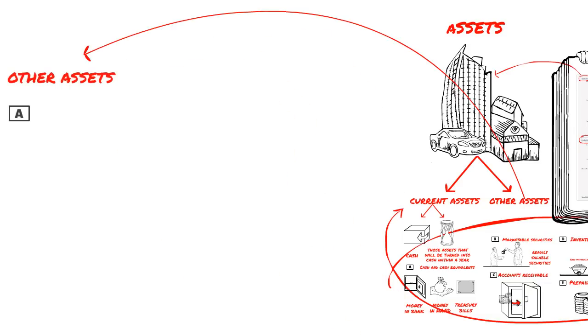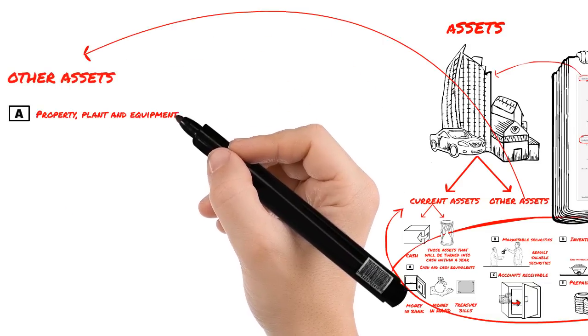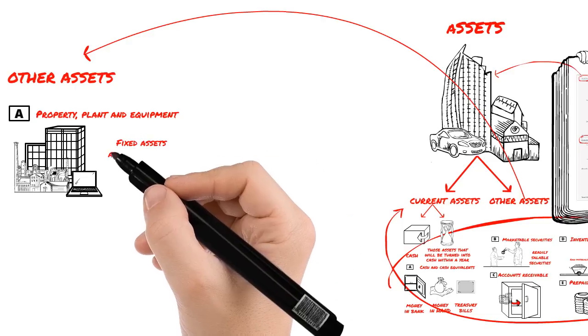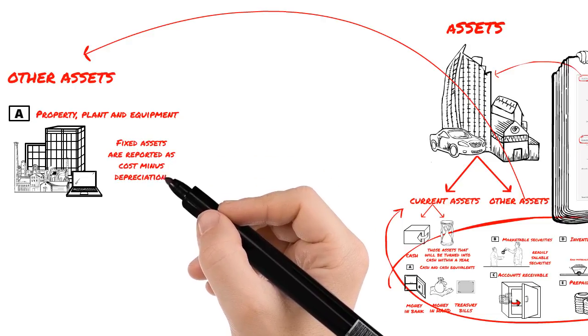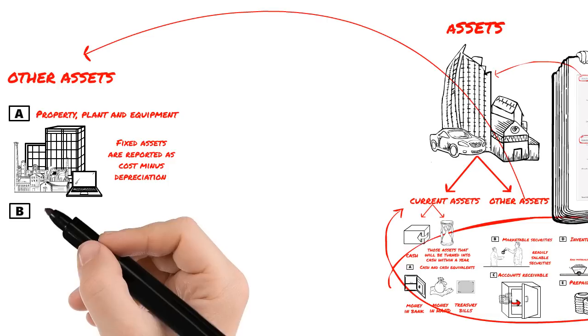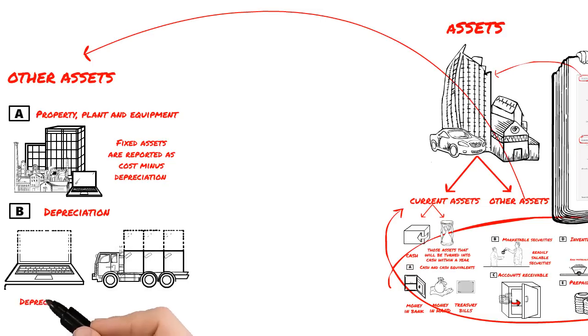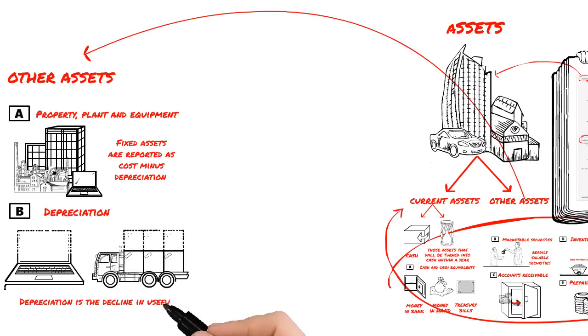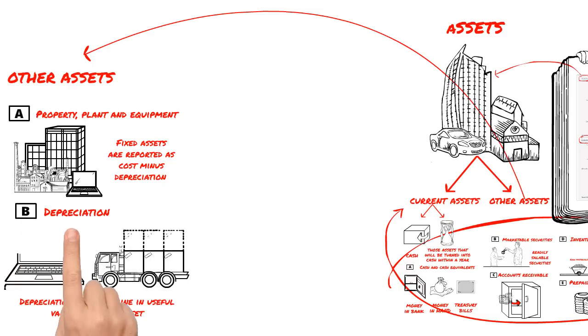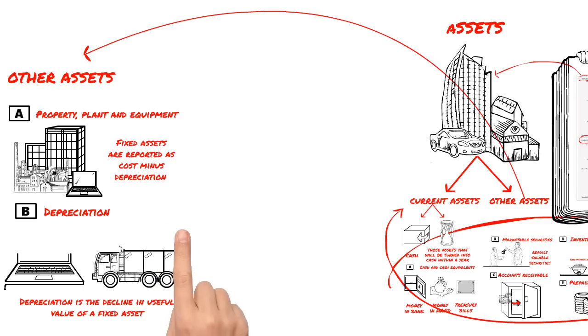Other assets: property, plant, and equipment, or fixed assets. Fixed assets are reported as cost minus depreciation. Depreciation is the decline in useful value of a fixed asset due to wear and tear from use and the passage of time. It is subtracted from property, plant and equipment. Land is not subject to depreciation.